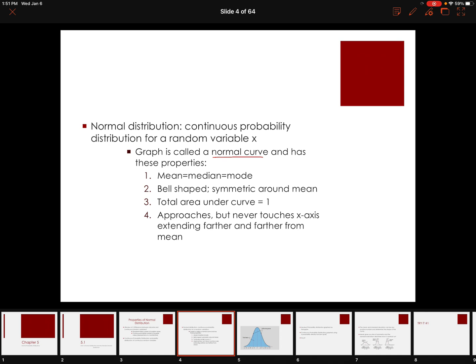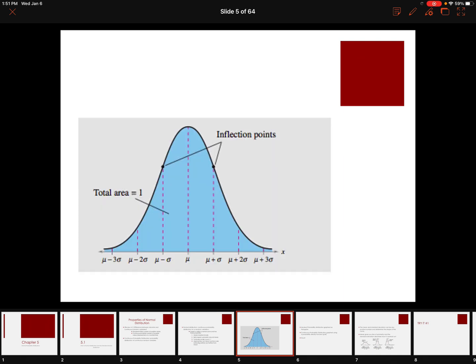If you were to find the area under the curve, it would be 1. And it's going to approach, but it's never going to touch the x-axis, extending farther and farther away from the mean. On the next slide, we'll see a picture of this. But basically, if it's symmetric, that means you can fold it in half. The line where you can fold it in half is going to be that mean, and the area under that curve is going to be 1.